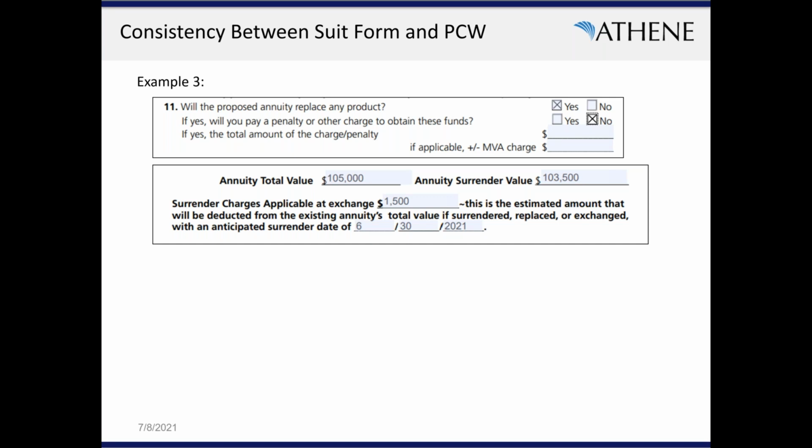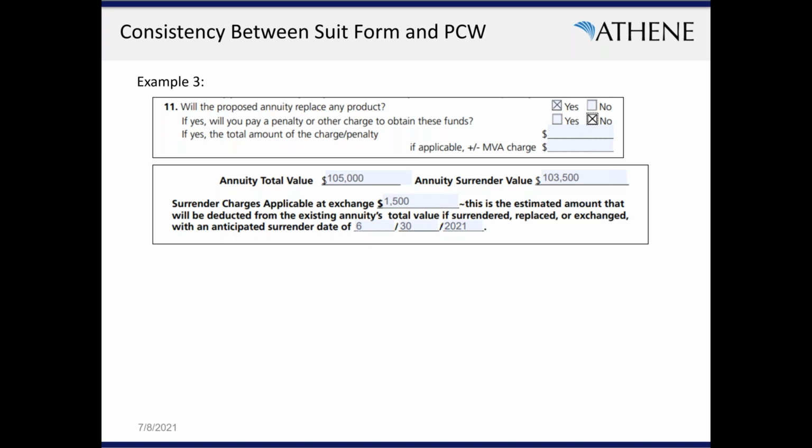Now, make sure you don't just put 12,000 on the MVA. Is it positive 12,000 or is it negative 12,000? You have to be clear. If not, we will have to NIGO for it. So again, make sure you're specific. We can't make any assumptions at all. You have to make sure you tell us, you break out the total amount of the charge penalty and then MVA separately, positive or negative.